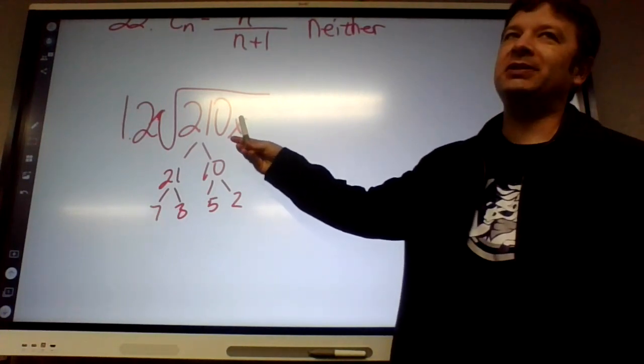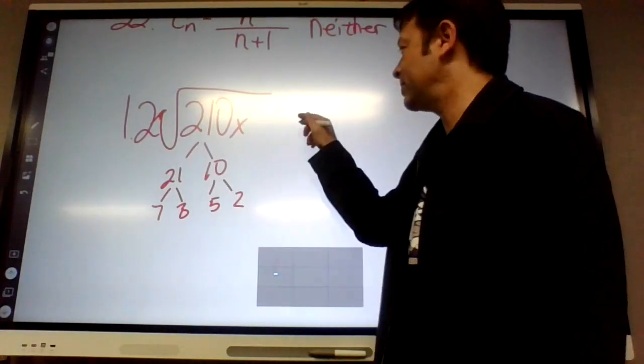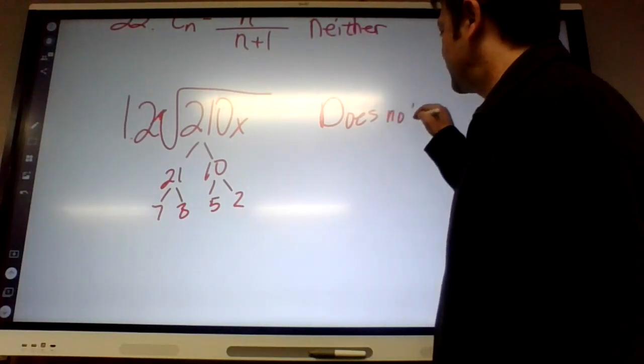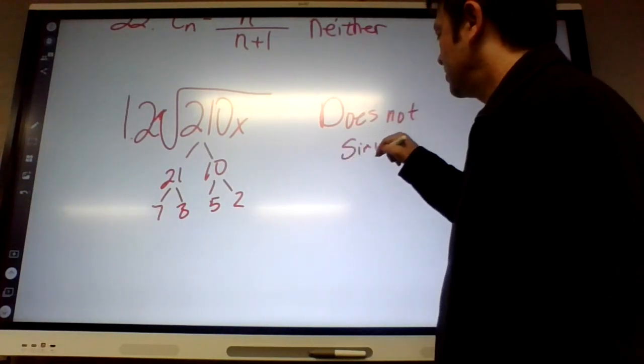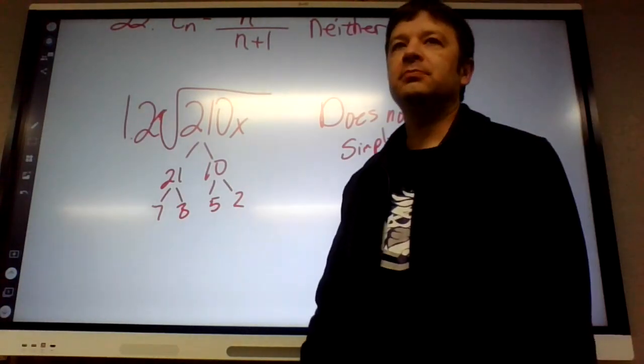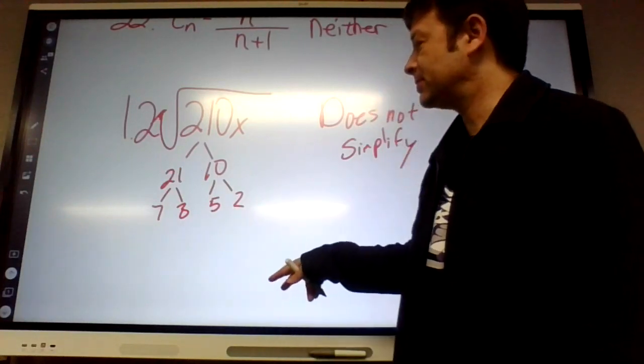Does square root of x simplify? No. You have to have at least an x squared for it to have a square. So, for 1, I think this is the only one that does this. We'll just put does not simplify. That's an 8. It's a 3. So 21, 7 times 3.